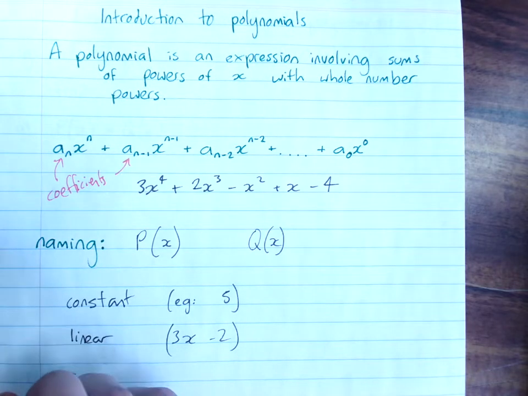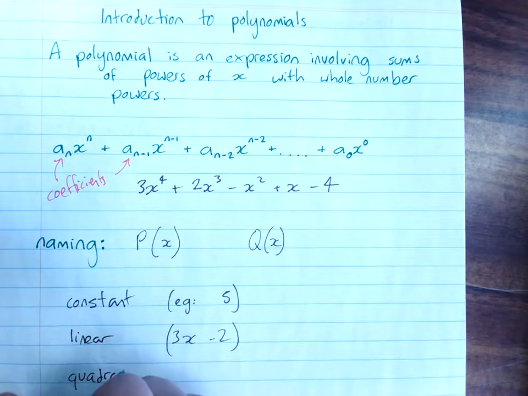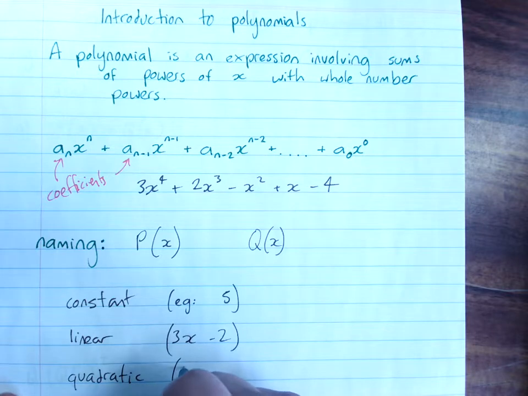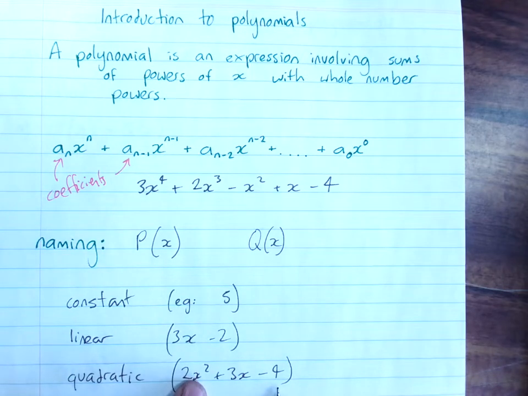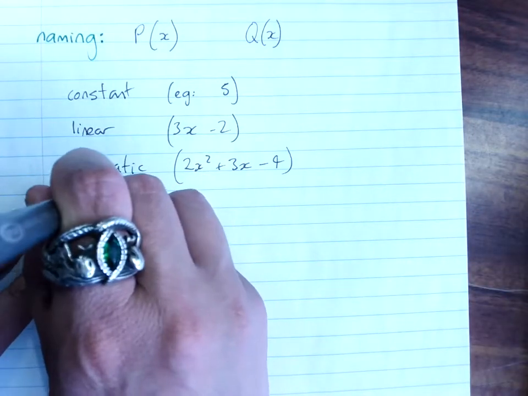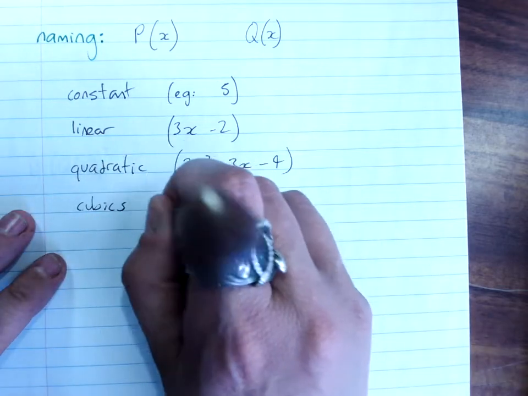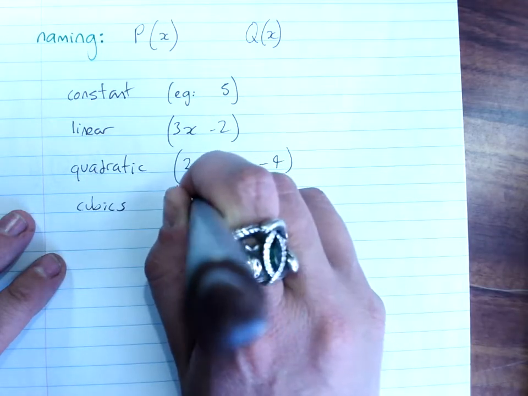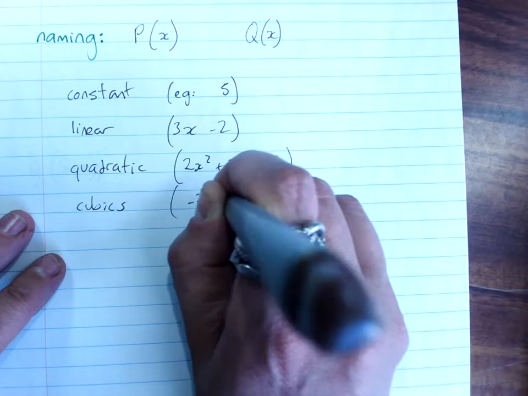A quadratic, we know our quadratics. Now that's annoyingly named, but that's our 2x squared plus 3x minus 4 type of thing. So we know quadratics because it's x squared. It's a little annoying that it's got the name quad with 4 in it. We have cubics. Highest power is x to power 3, so we could have negative 3x cubed.